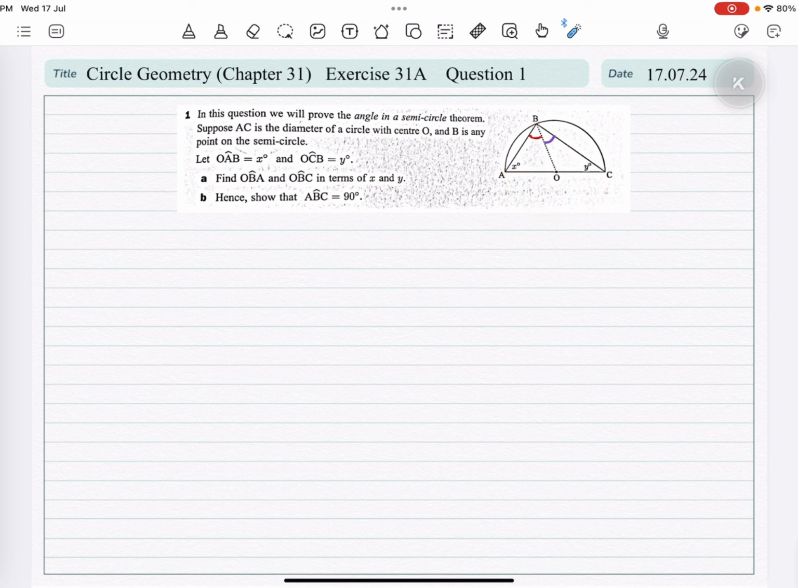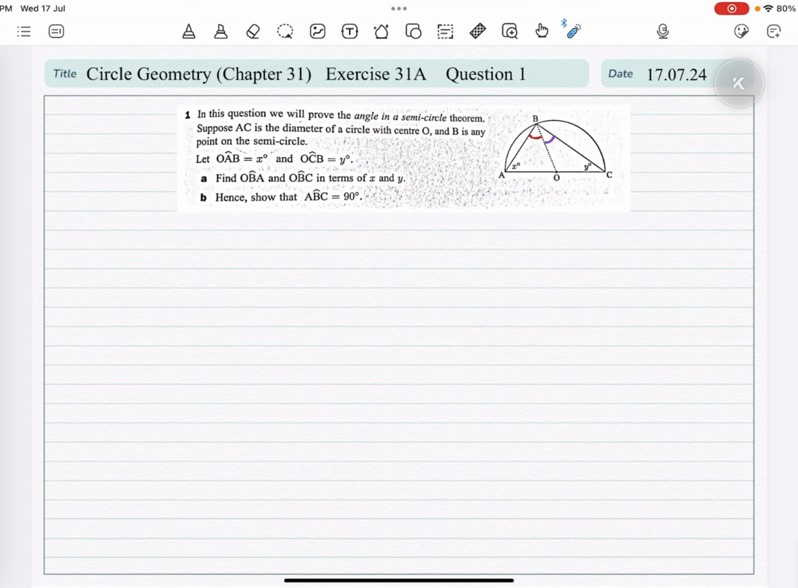Now, we have to assume that angle OAB, this angle, is x, and we have to assume that angle OCB, this angle, is equal to y. Now, what we have to prove at the end is this theorem, the angle in a semicircle theorem.